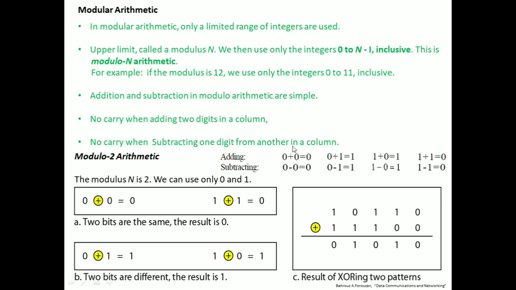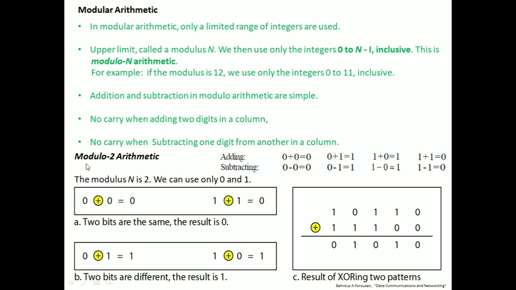In addition, 0 plus 0 is 0, 0 plus 1 is 1, 1 plus 0 is 1, 1 plus 1 is also 0. We said that there is no carry when we are adding two digits, right? Actually, for 1 plus 1, binary addition would give a 0 and carry 1, but here we will have 1 plus 1 is 0. And subtraction: 0 minus 0 is 0, 0 minus 1 is 1, 1 minus 0 is 1, and 1 minus 1 is 0. Okay, so now let us see some more extension of this modulo arithmetic.